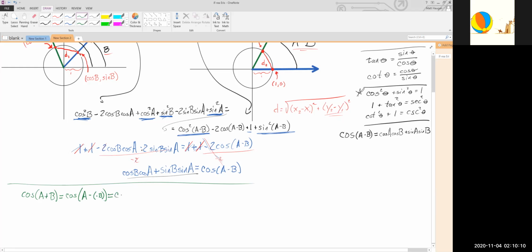It says that this is equal to the cosine of A times the cosine of the opposite of B plus the sine of A times the sine of the opposite of B.